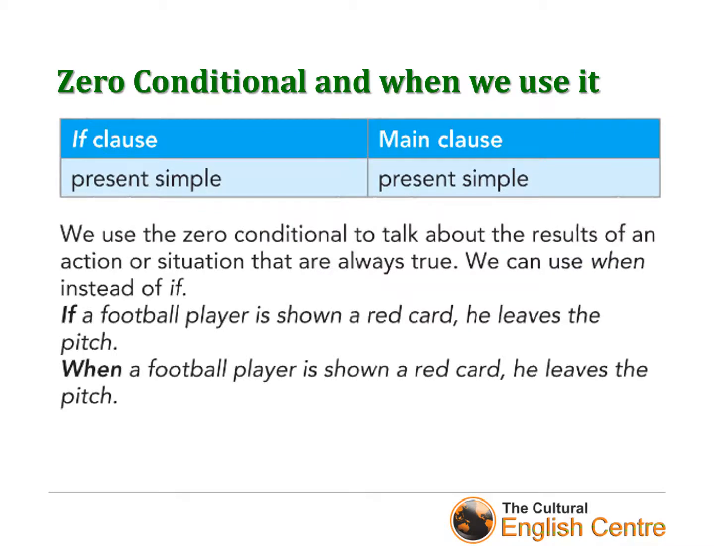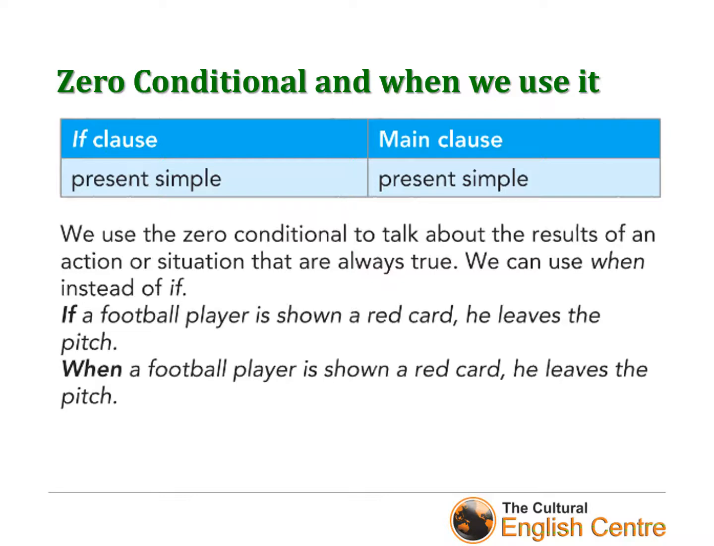We're going to start with zero conditional. Remember, every conditional sentence starts with if. In a zero conditional sentence, we use if plus present simple. After that, we put a comma and we add a new sentence in present simple. For example, if a football player is shown a red card, he leaves the pitch.